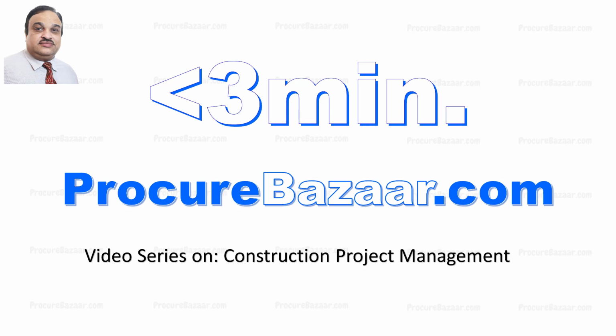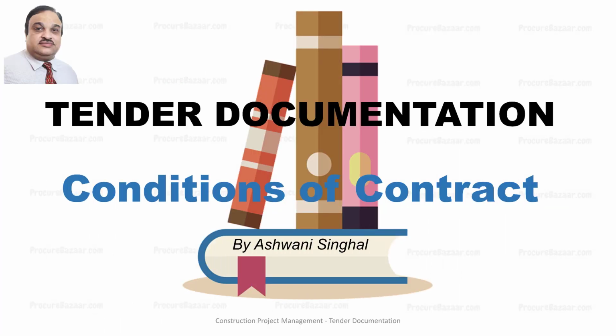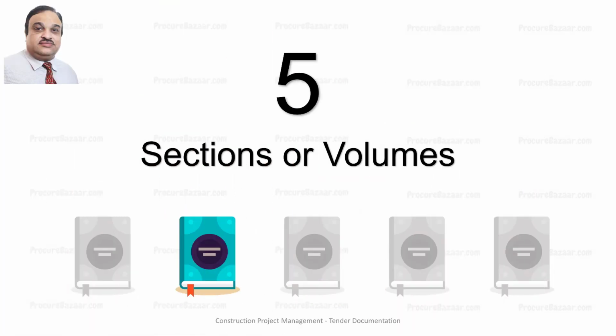In continuance of our under 3-minute video series, today we are going to discuss conditions of contract, which is one of the volumes of tender documentation that we mentioned in our video on tender documentation framework. If you have not seen it yet, I would suggest you have a look, in which we explain generally that in a construction project, tender documents can be presented in 4 or 5 volumes or sections, largely depending upon an individual or organization buyer. For any further details, please see our video on the topic.